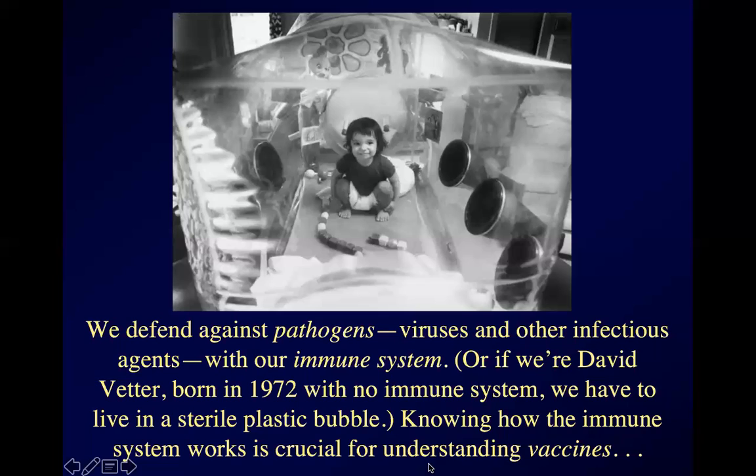And if we happen to be born with no functioning immune system, we have to grow up inside a sterile plastic bubble. David Vetter was born in 1972 and had to grow up as, quote, the boy in the bubble, because with no immune defenses, he could have died horribly from a single cold.